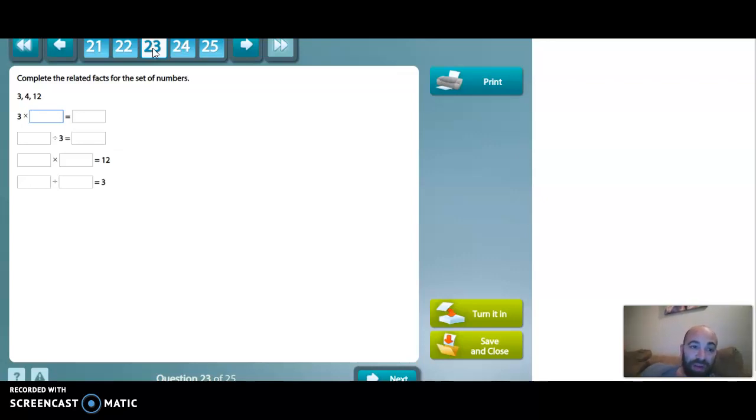Alright, question 23 says complete the set of related facts for this set of numbers. Alright, so it gives you the three numbers, 3, 4, and 12. Just like you were doing in Reflex all year long, what are the 4 related facts? 3 times blank equals blank. Blank divided by 3 equals blank. Blank times blank is 12. And blank divided by blank equals 3. So make sure you have 4 different related facts in that fact family.